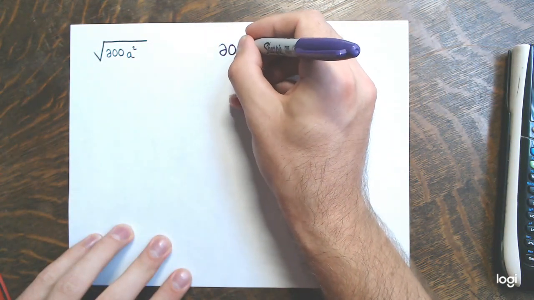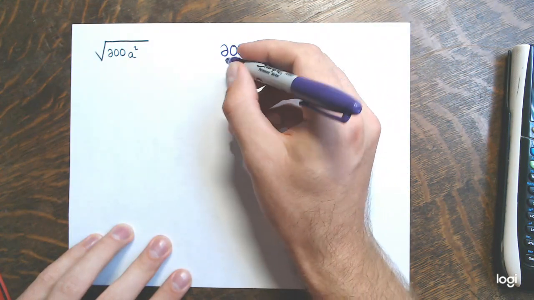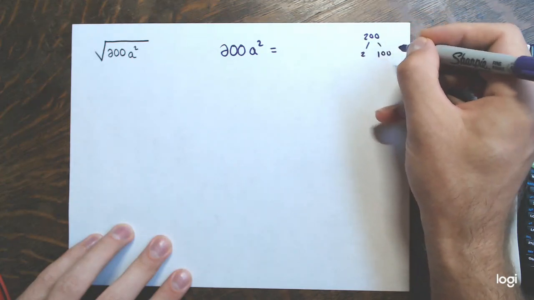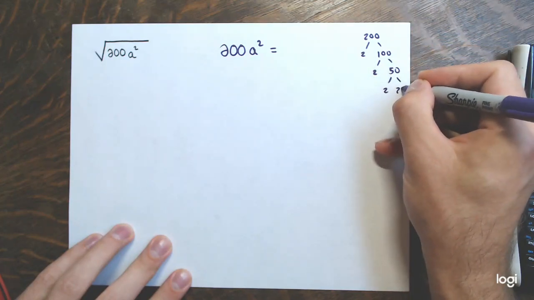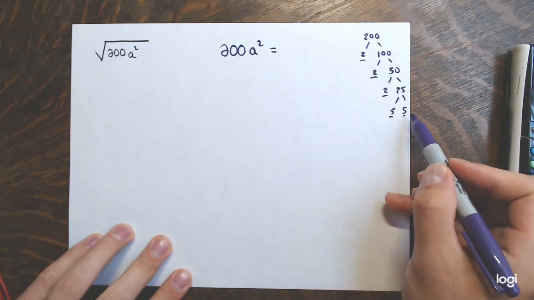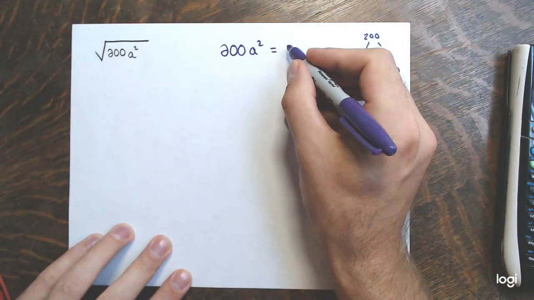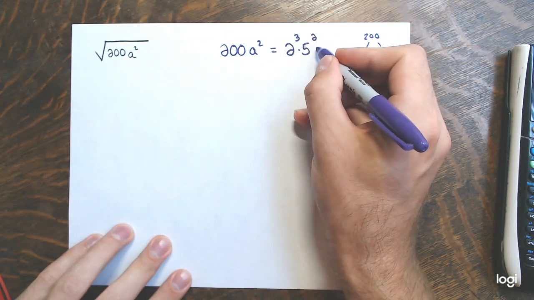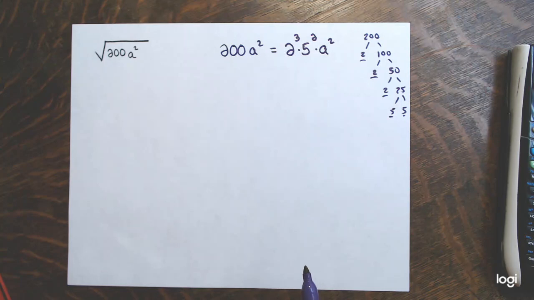So 200a squared. You know, 200, if you take it off to the side, maybe do a tree if you want, right? That's 2 times 100. This is 2 times 50. This is 2 times 25, and that's 5 times 5, right? So here are my primes at the end of the branches here. So I have 2 to the third power and 5 squared. So it's 2 to the third times 5 squared times a squared. All right, that is the same thing as 200a squared.